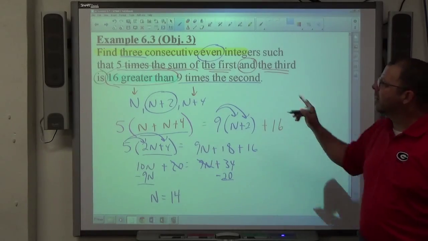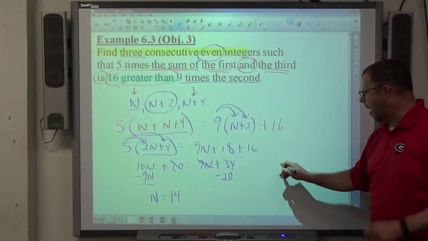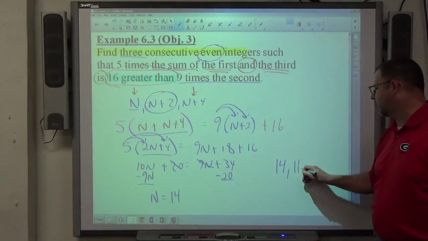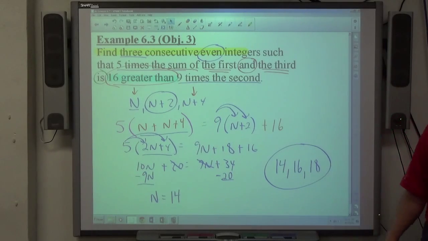All right. Final thing. It does say to find 3. We just found 1. We found the first one. So then we simply apply the pattern to get all the answers. So 14, add 2, add 4. There's your list of 3 that they're looking for. Prominently circled right there, so I know where your answer lies on your paper.